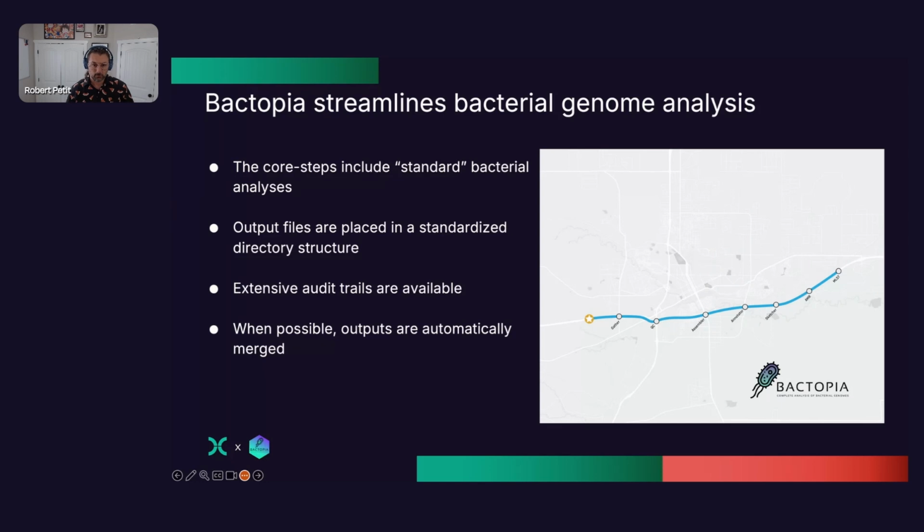A quick look at the Bactopia pipeline here on the right, and honestly, it's a bit boring. What you see here are the core steps of those analyses that are commonly run for all bacterial samples. For example, QC, assembly, annotation, nothing is too exotic here. But these core steps are a stepping stone to get all the outputs into a standardized structure with extensive audit trails and merging of outputs when applicable. After 5 to 20 minutes per sample, users will have everything needed for downstream analyses.